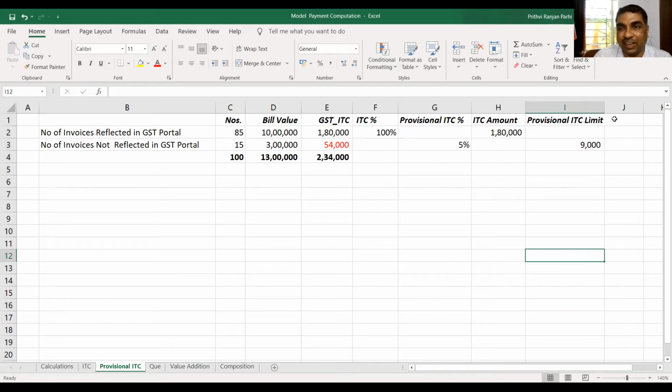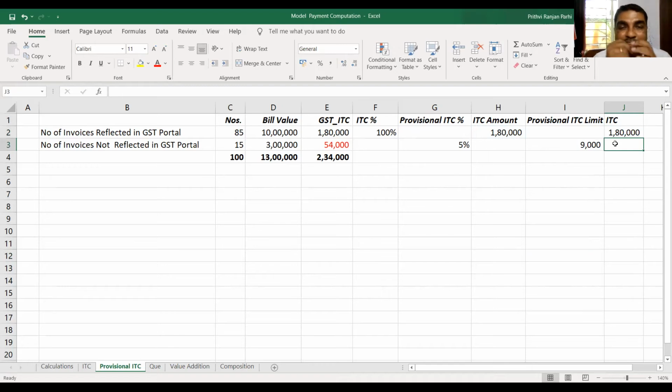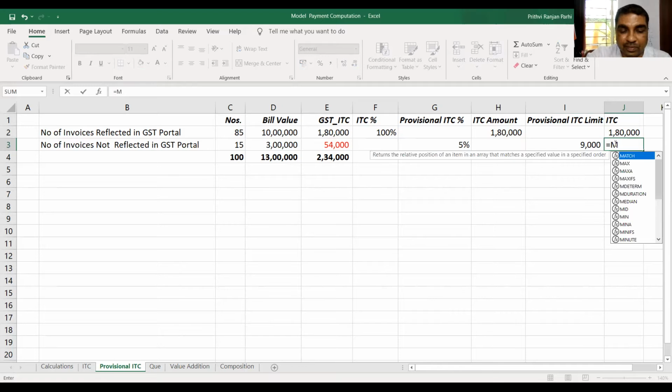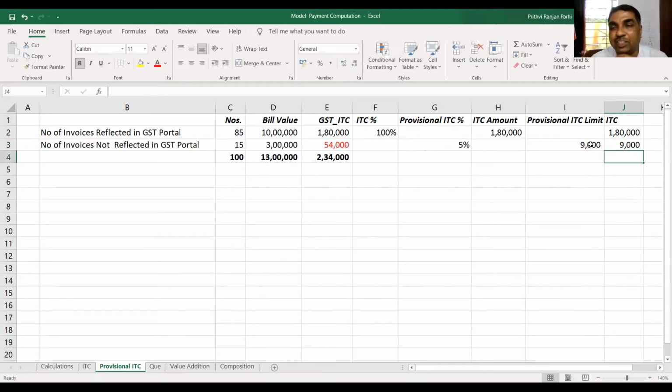Okay. So provisional ITC limit. So ITC available, how much? Equal to this amount is entirely available. Second amount, how much is available? 54 you are having, but how much is available? 9,000. Right. Okay, so I'll write, let us say, minimum of this or this. Now it is coming 9,000.